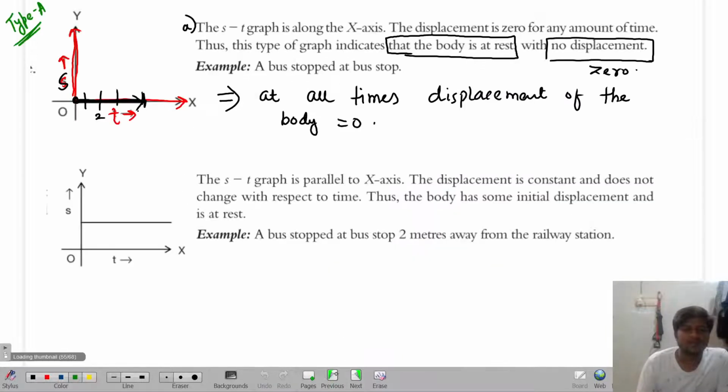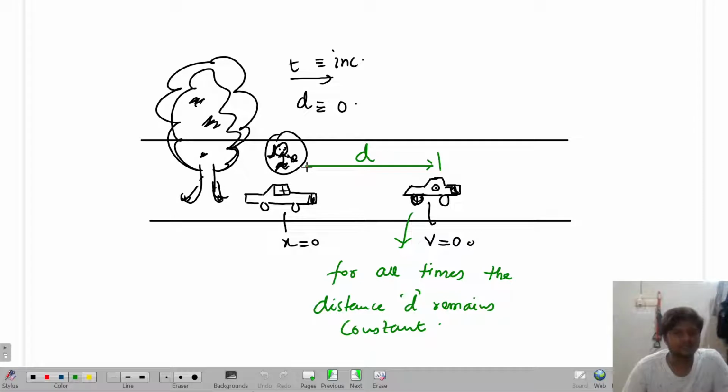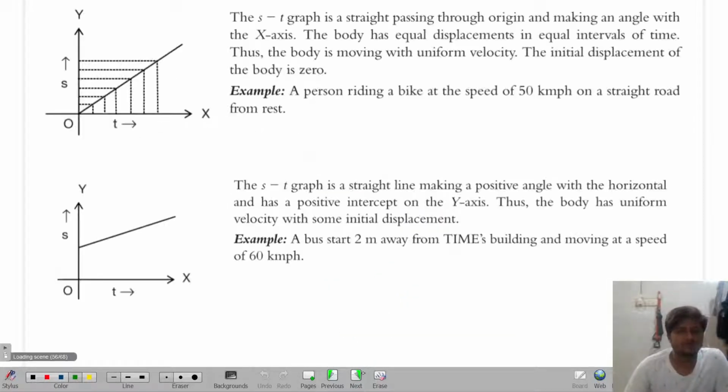So what kind of graph will I get? So look over here. For all the times, try to understand. Let's suppose the initial distance of the car was d over here. Okay. Now you try to understand. For 1 hour, the distance d remains the same. For 2 hours, distance d remains the same. For 3 hours, distance d remains the same. For 4 hours, distance d remains the same. So if I have some kind of object which is kept at distance d away from the observer, and if it is at rest, what kind of graph am I going to get?